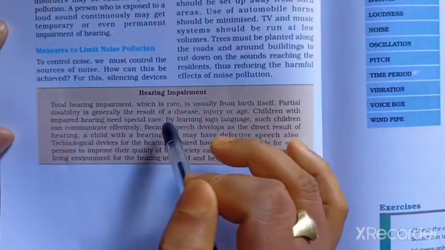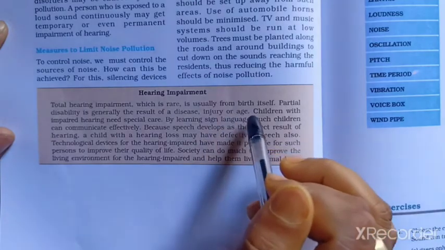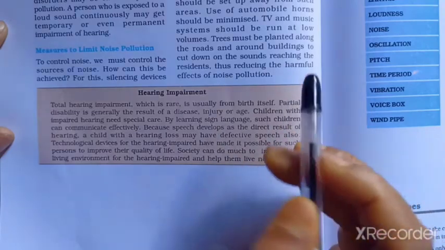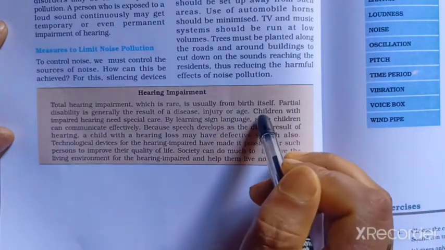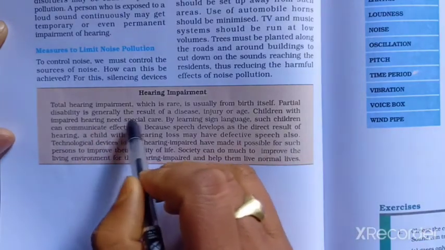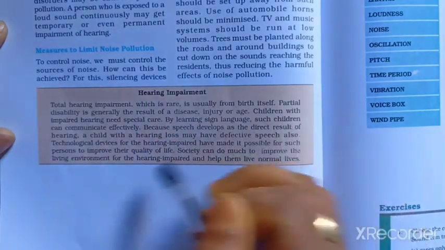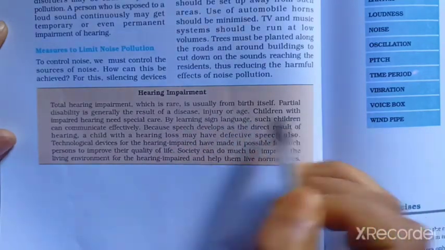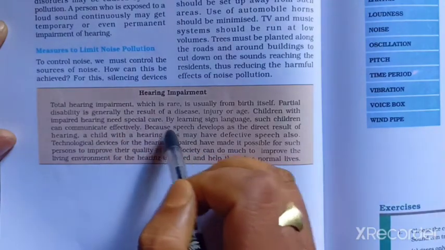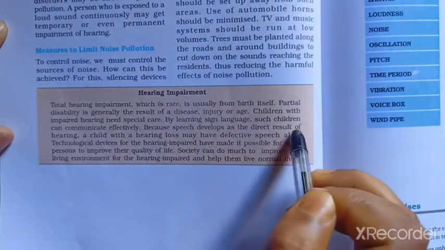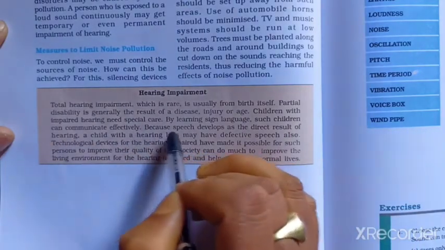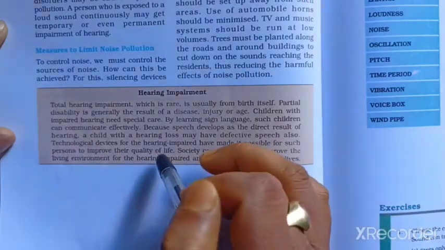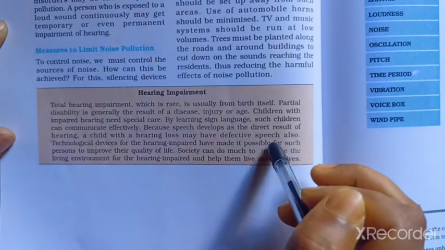Total hearing impairment, which is rare, is usually from birth itself. Partial disability is generally the result of disease, injury, or age. Children with impaired hearing need special care. By learning sign language, such children can communicate effectively, because speech develops as the direct result of hearing. A child with a hearing loss may have defective speech also.